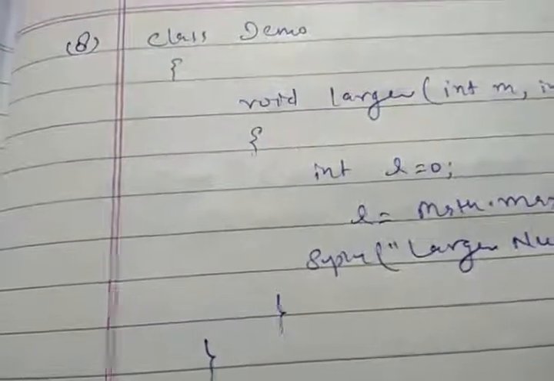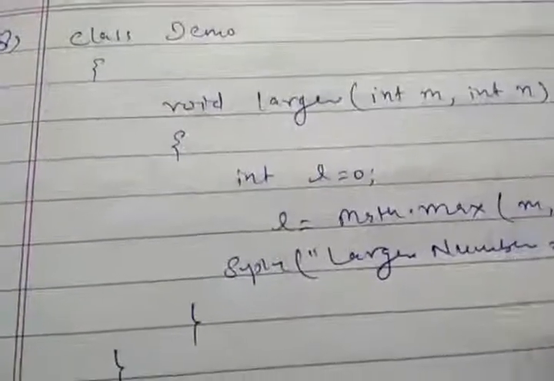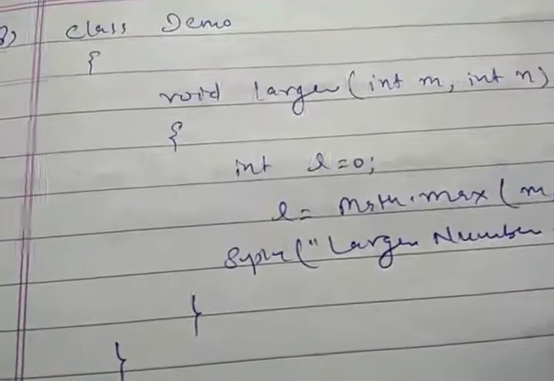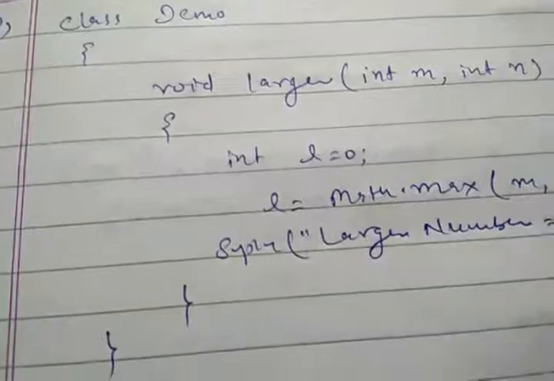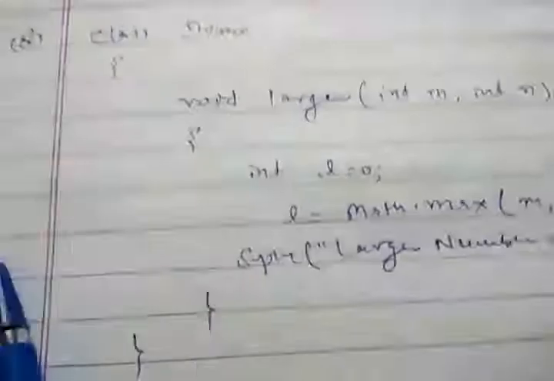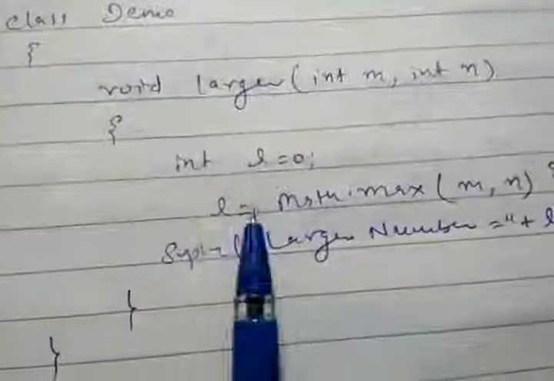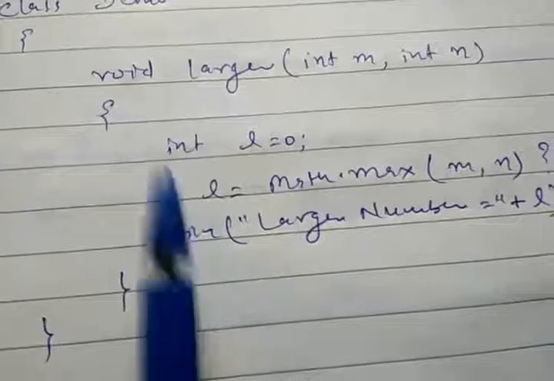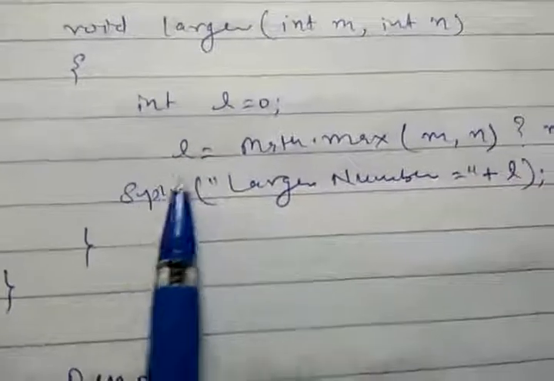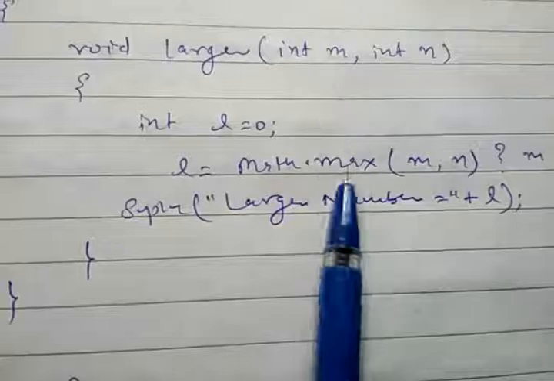In question number 8 we have to find out the greater number between 2, and there is a function void larger that requires two parameters of integer type, m and n. So we have to declare a class demo. Void larger is a function with integer m comma integer n, and we are taking one variable, integer l equals 0, and there is a function Math.max that will find out the greater number between 2.